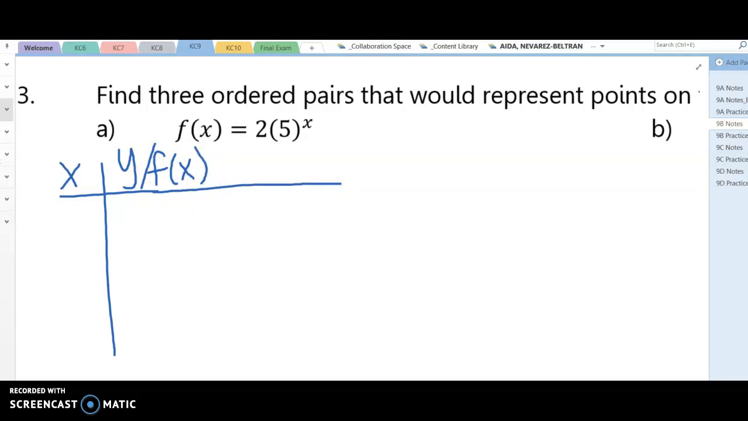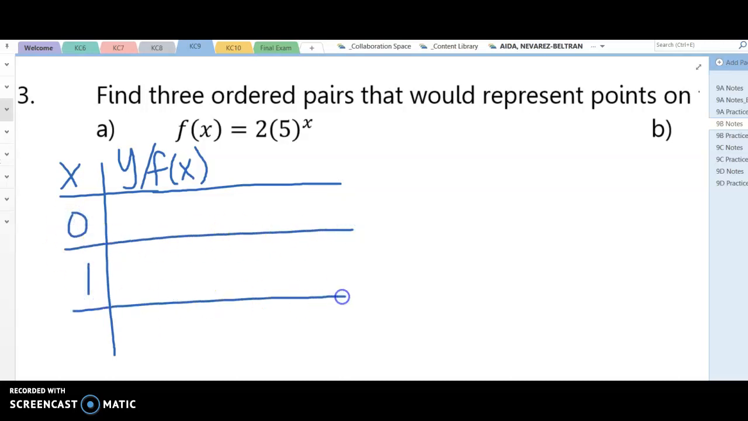We're probably going to need a bit of room to figure these out. So I'm just going to pick 3 numbers. So I'm going to say 0 is one of my x's, 1 is one of my x's, and 2. Okay? So all we're doing is taking the number that we chose for x and plugging it into our equation for the x. So first our x is 0. So we're doing 2 times 5 to the 0 power.